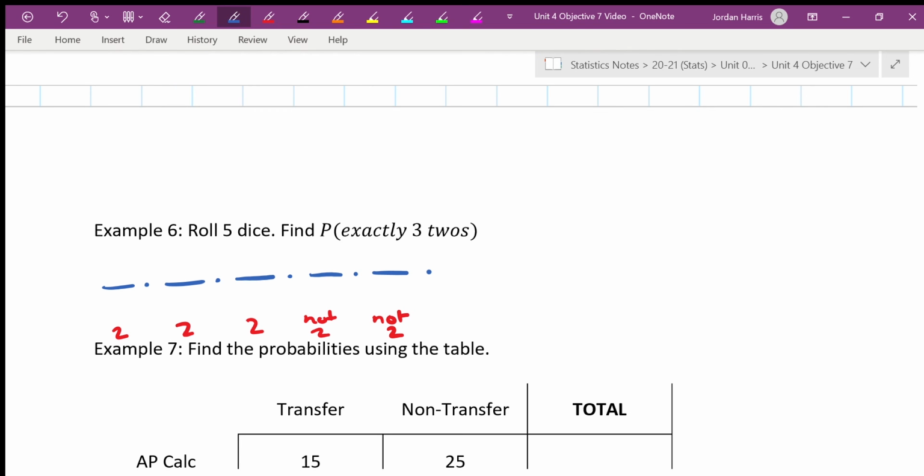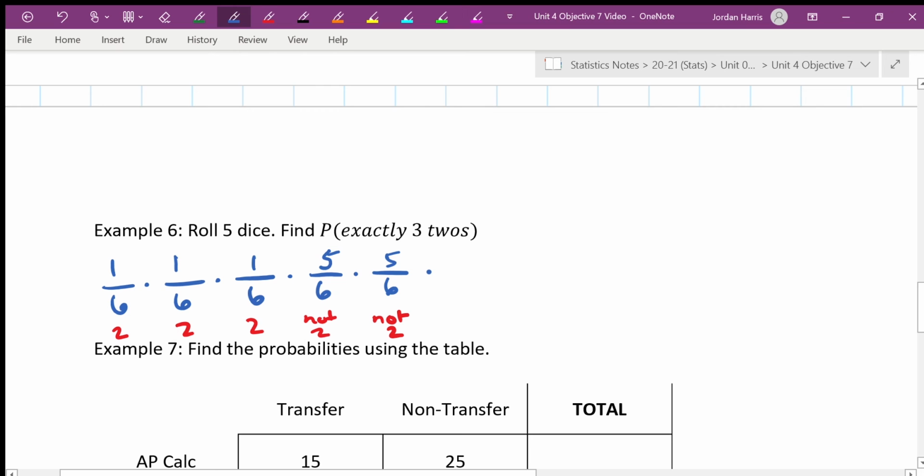This time it's not changing, right? With the hardware store, as we sold drills, we had to pay attention to what the new probability was. Dice rolls, you don't have that. Every time you have 6 outcomes. So 1 out of 6 are for 2. Not 2, so it's a 1, 3, 4, 5, 6. There's 5 of them that are not 2s.